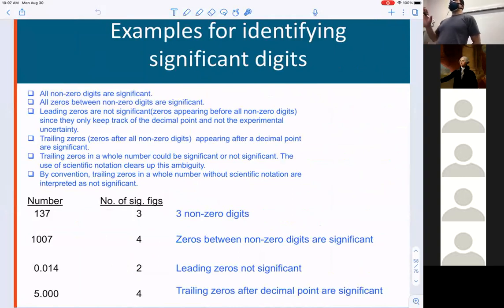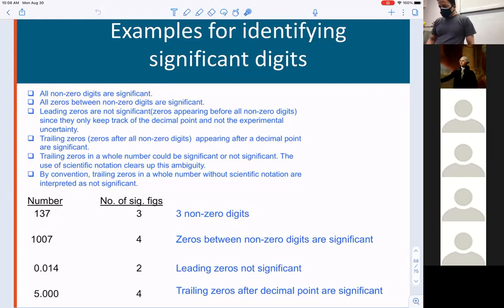So again, the idea here is that whenever someone is writing down a number, the assumption is that they are confident about what they have written down. So if someone has written down the number 137, then it means that they are confident in all those three numbers. And so you can ask, how many significant figures are there in this number? The answer here is 3. The rule here is that all non-zero digits are significant. So they would not have written this 7 down unless they really were confident in it.